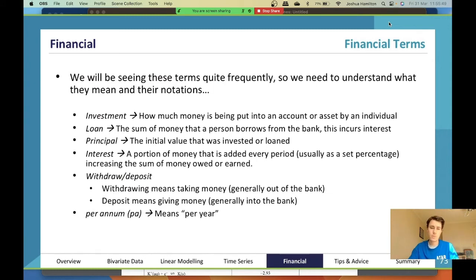Withdrawal, deposit. Withdrawal means taking money out. Deposit means putting money in. And then per annum means per year. So you'll see PA, that means per year. So per annum is per 12 months or per year. So that's another important definition as well. You need to know what per annum means. It comes up all the time. Please don't forget what per annum means. It's always going to come up.